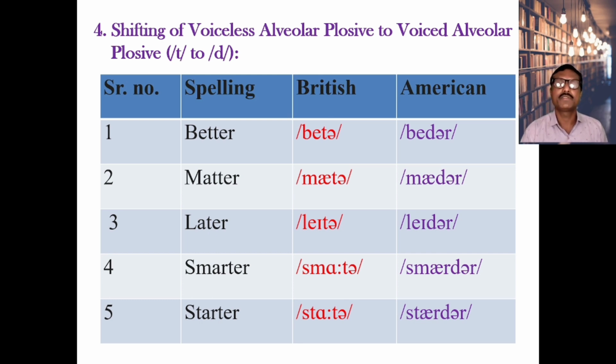So if you have to see this used in a sentence, and if the sentence is "she is better than me", British, in American it will be she is better than me. She is better than me. And of matter, what's the matter? What is the matter? So two different things are there. Same is the case with later and later. Later, later, smarter, smarter, and starter, starter. So this is the difference between the t and d sound when it occurs at the end of the word.